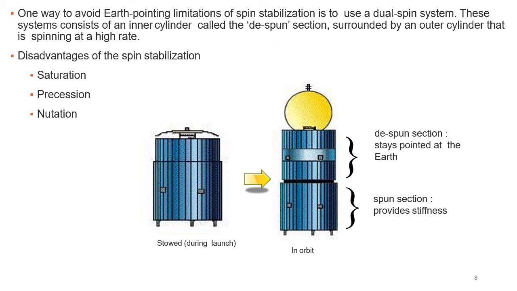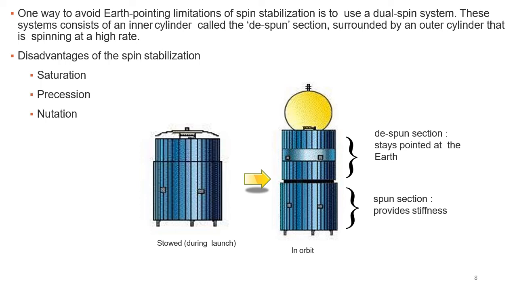One way to avoid the Earth pointing limitation of spin stabilization is to use a dual spin system. Dual spin systems take advantage of the constant angular momentum vector of a spinning mass. This system consists of an inner cylinder called the despun section, surrounded by an outer cylinder that is spinning at a high rate. The outer cylinder provides overall spacecraft stability.